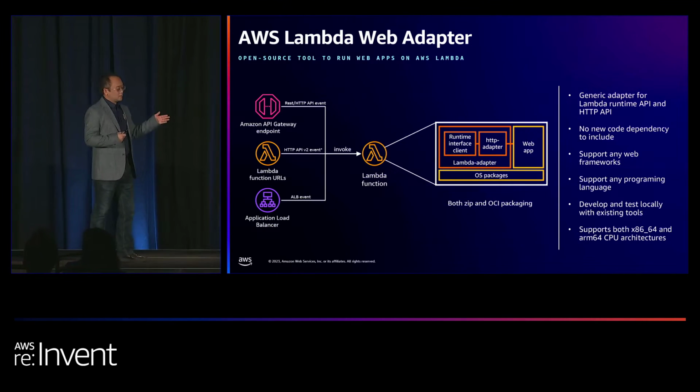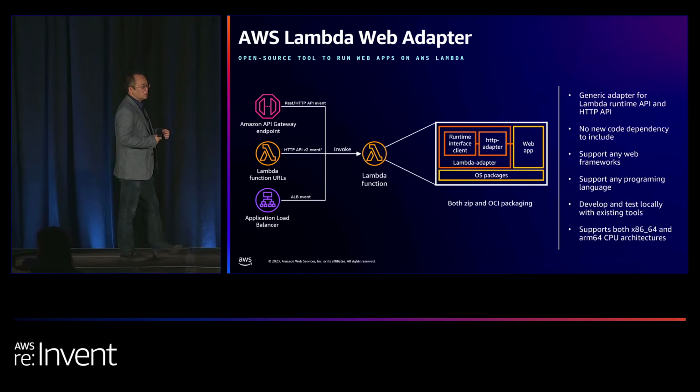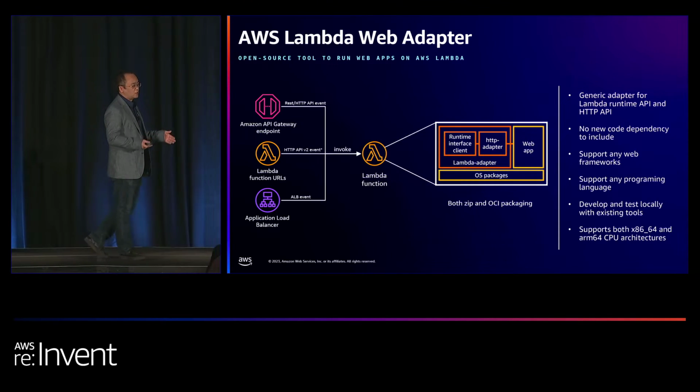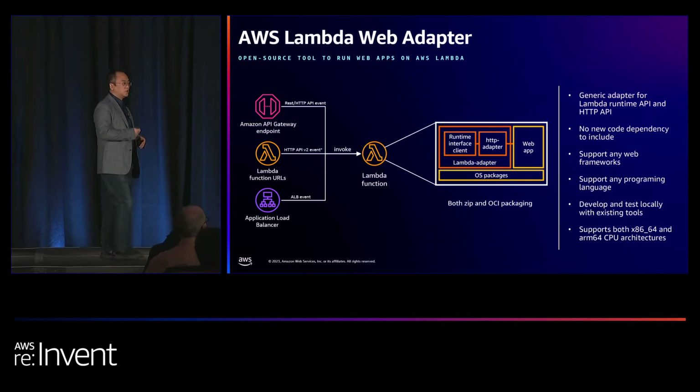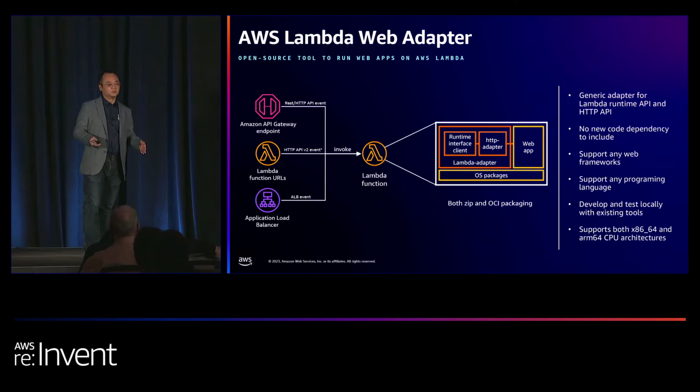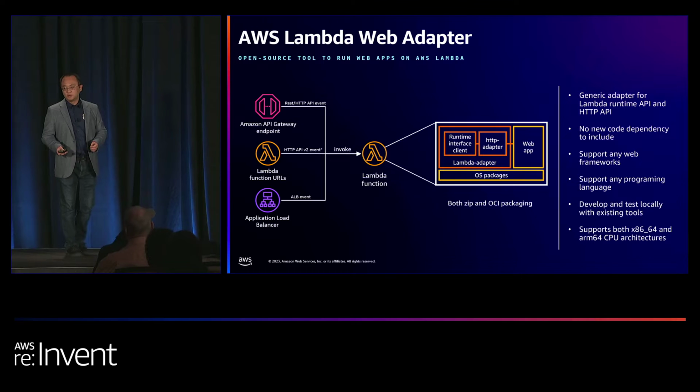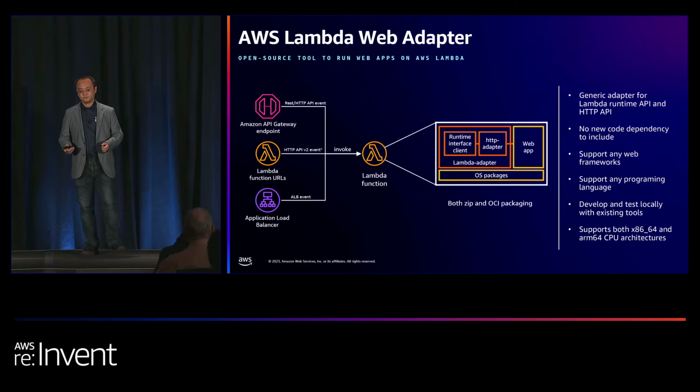The Web Adapter also supports Docker images to package your function. You can use zip to package your function as well. It runs on Intel CPU. It also runs on Graviton.